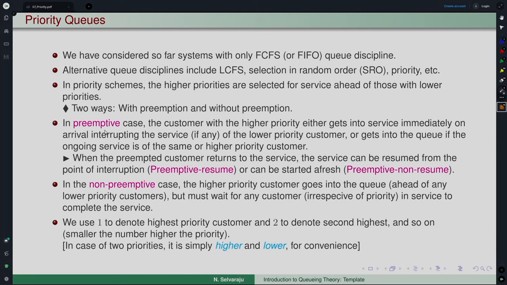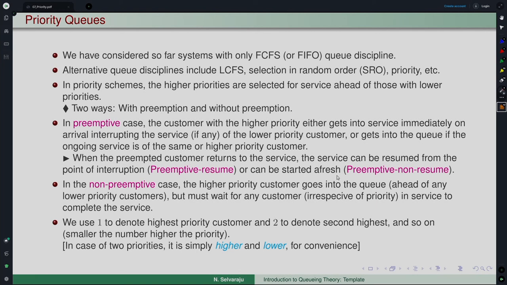Now, depending upon what happens to the customer whose service has been interrupted in the middle by a higher priority customer, this could further be divided into two cases. One is called preemptive resume. In this case, the service can be resumed from the point of interruption. So that is one case, or it can be started afresh.